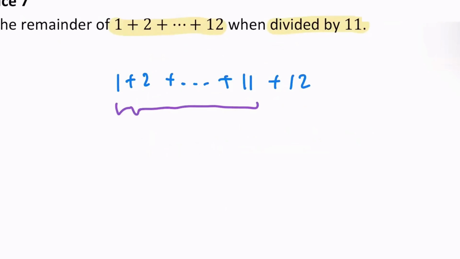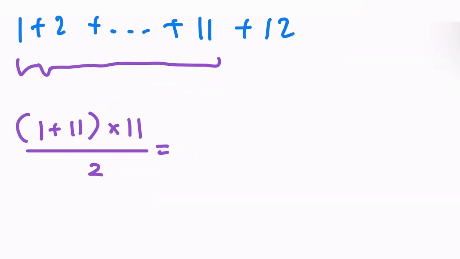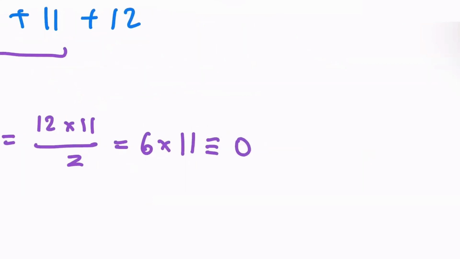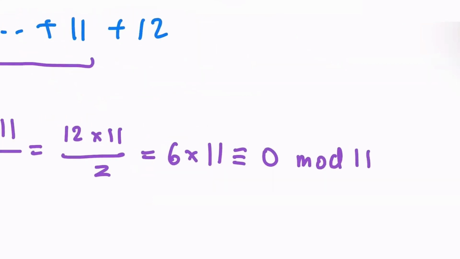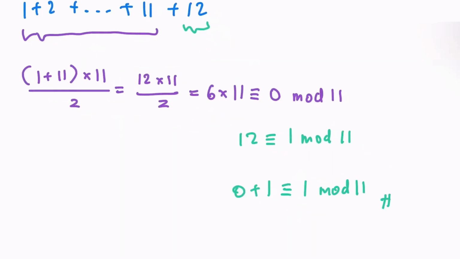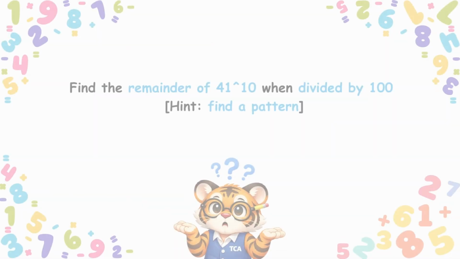So for the first half here, this is essentially 1 plus 11. Then because there's 11 numbers, times 11 divided by 2. So because there's a times 11 to begin with, this will give me 12 times 11 divided by 2, which is 6 times 11. Which will give us 0 mod 11 because this is perfectly divisible by 11. And then 12, let me write it here. So 12 is congruent to 1 mod 11. So then 0 plus 1 is congruent to 1 mod 11. You can present this any way you want, as long as you understand the concept here.